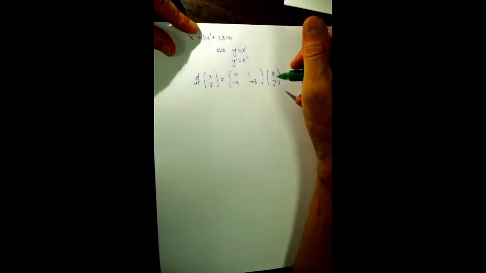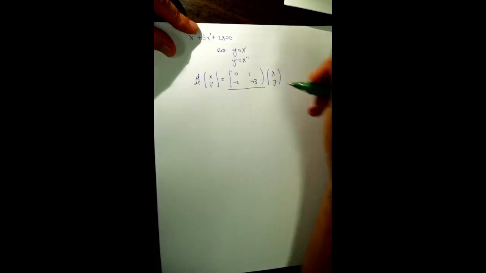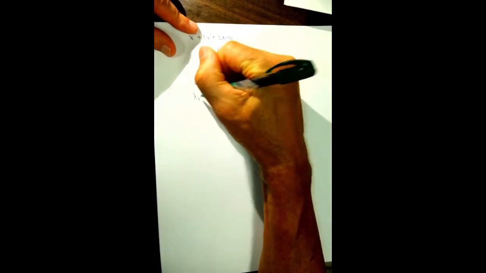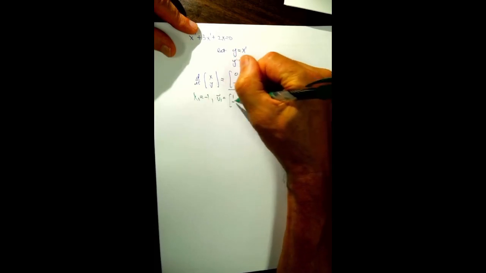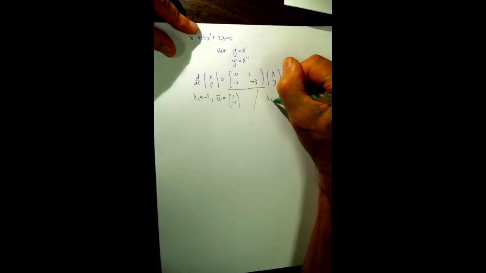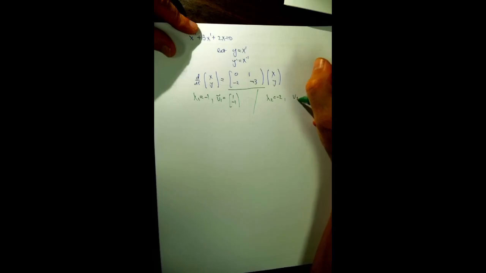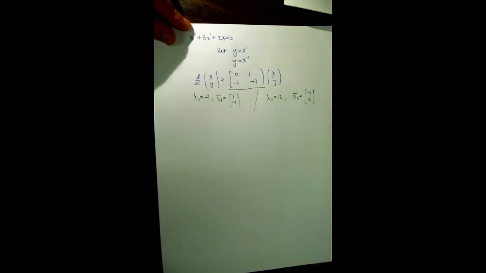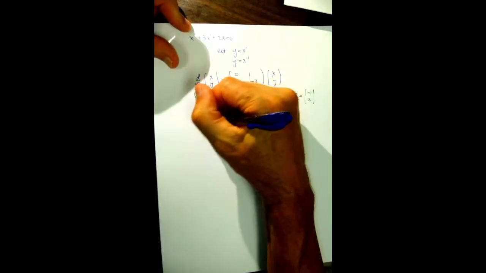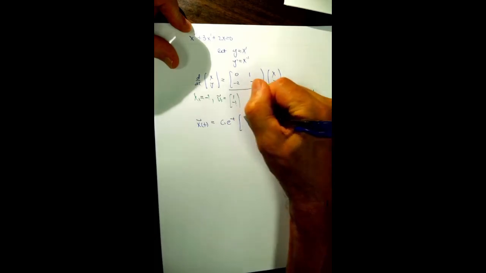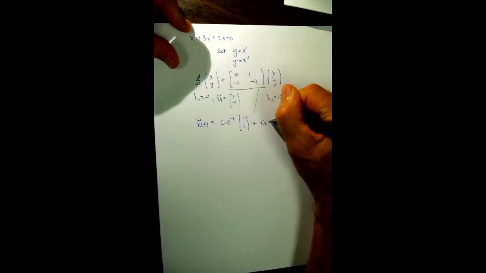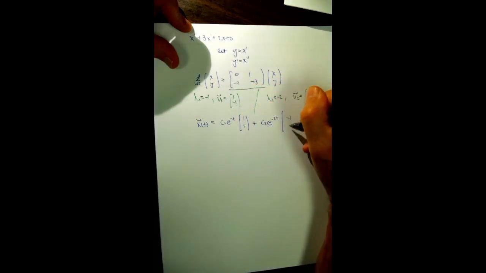At this point, you should be able to go through and do the calculations with this matrix and find that lambda 1 is minus 1, and its eigenvector is (1, -1). Lambda 2 is minus 2, and its eigenvector is (-1, 2). So I've got two independent eigenvectors. So my solution is equal to c1 e to the minus t times (1, -1), plus c2 e to the minus 2t times (-1, 2).